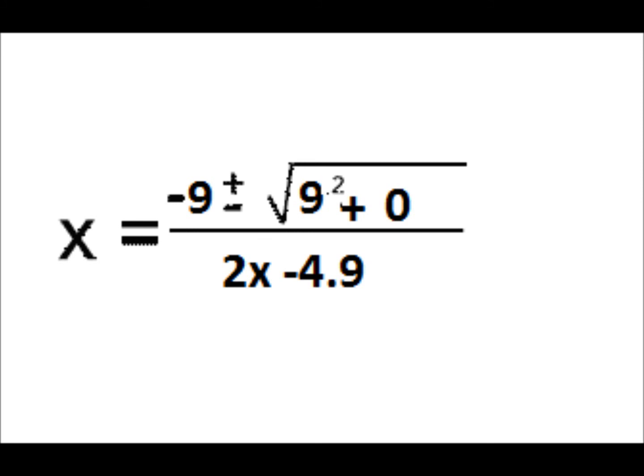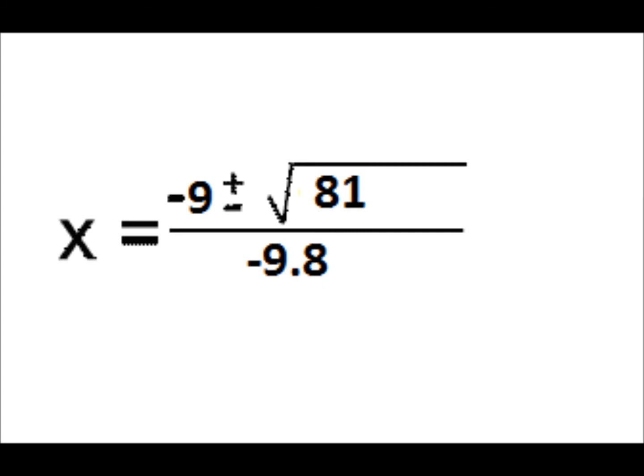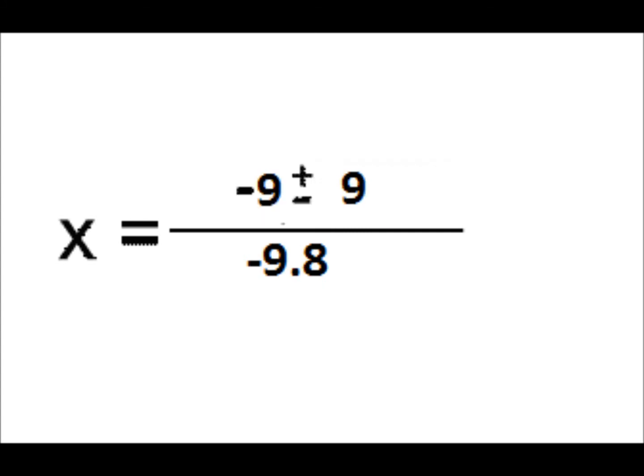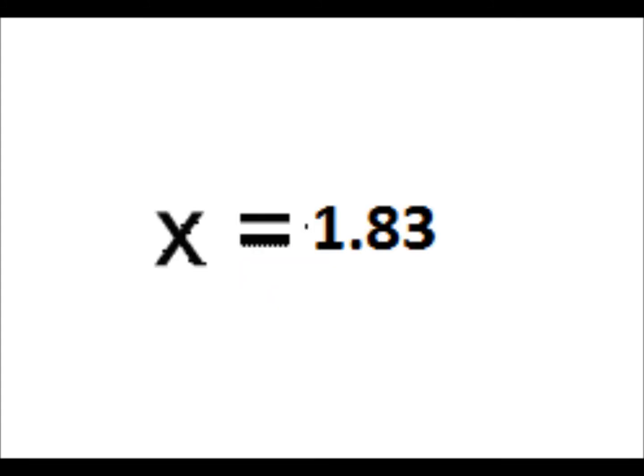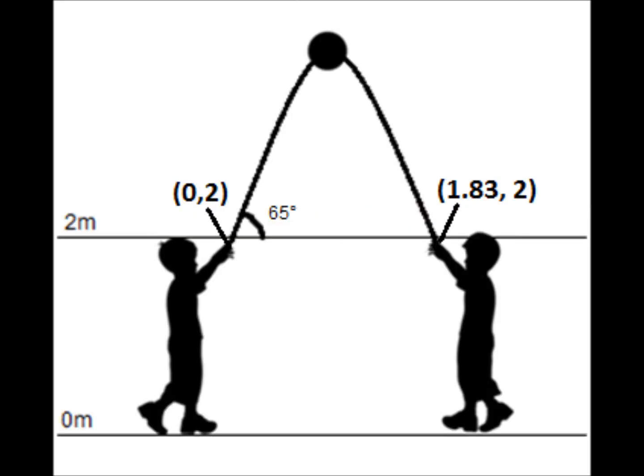Then we need to square B, which is 9, which squared will equal 81. Then we take the square root of 81, which is 9. We then subtract 9 from negative 9, which equals negative 18, and divide negative 18 by negative 9.8. Our final result will be 1.83. This is how long the ball will take to reach Jack. Here we can see a picture with all the coordinates plugged in for your better understanding.